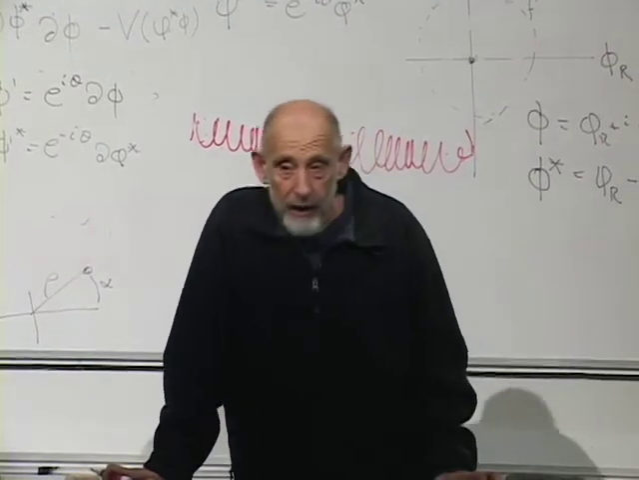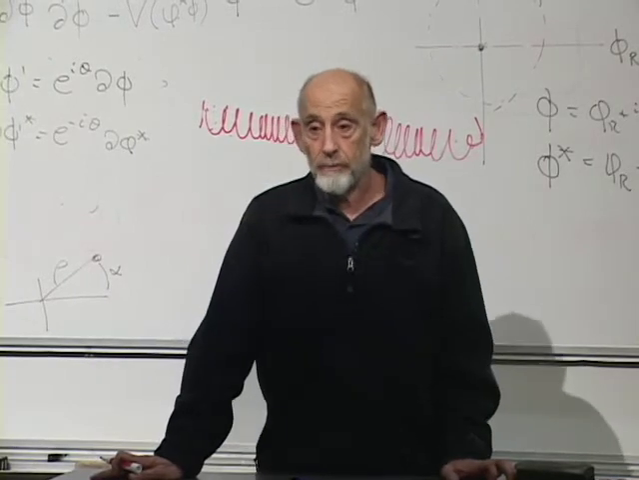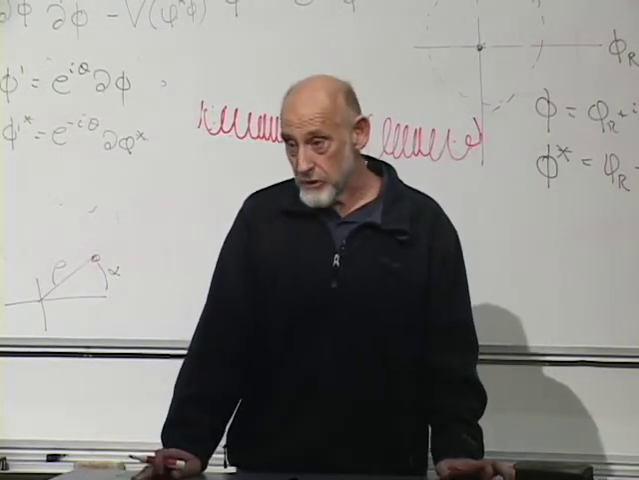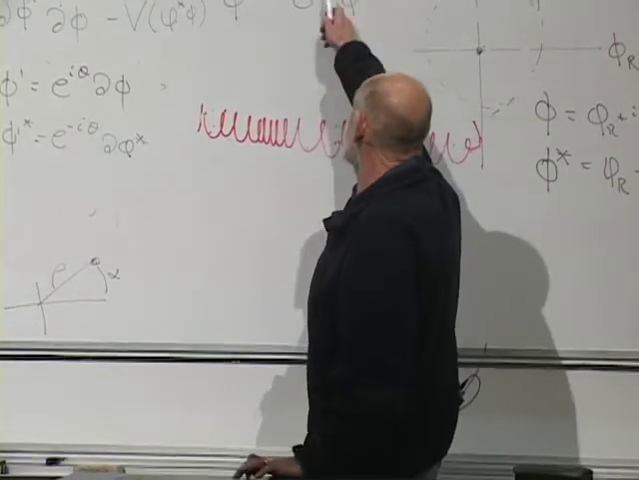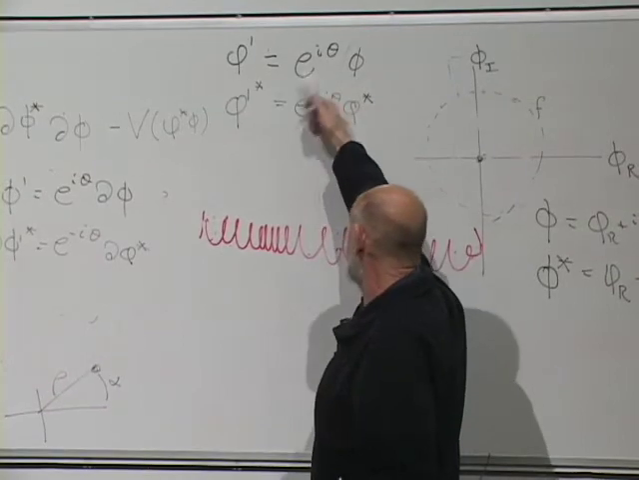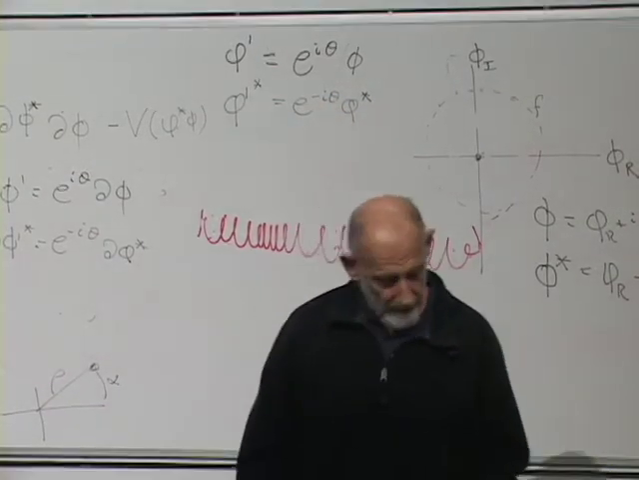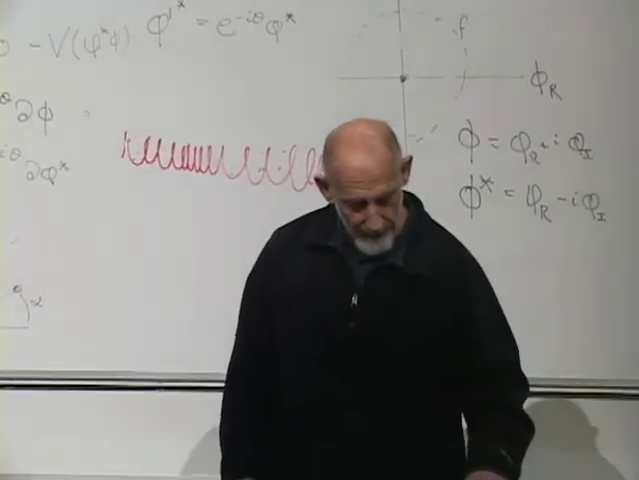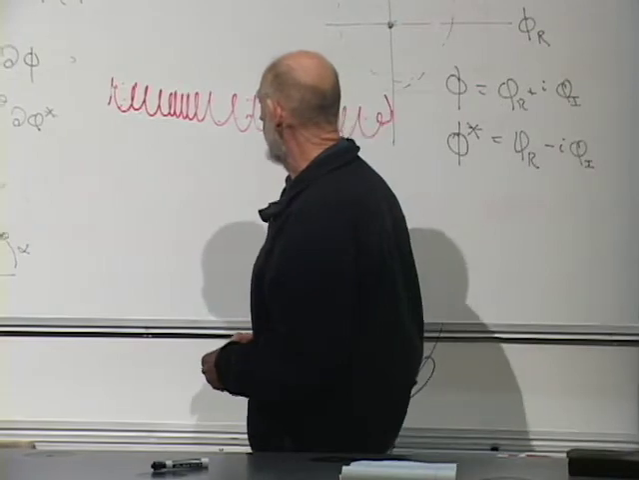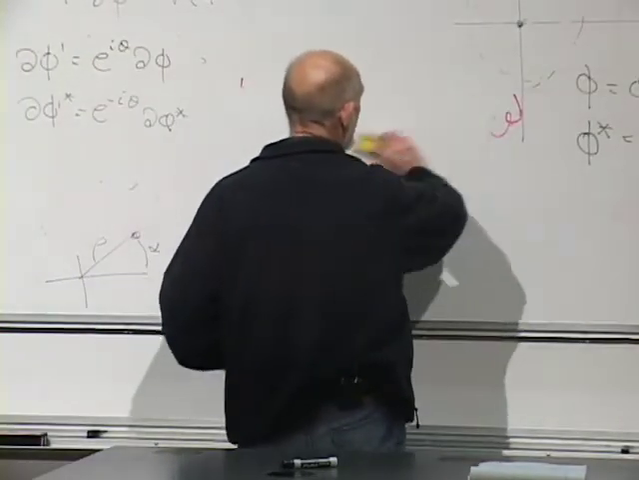Charges of various kinds are always carried by fields which are complex. And the conservation law is associated with the symmetry. The symmetry is associated with the U1 transformation, namely multiplication by a phase. Okay, we've talked about this at length previous time, so I won't go into it again. But let's erase these squiggles here.